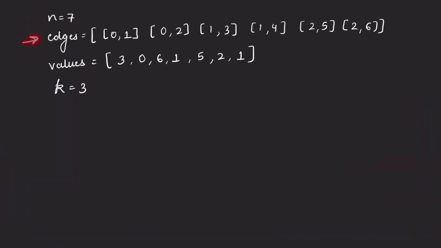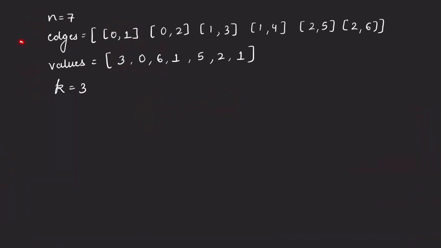Then we are given a 2D array, that is edges, which denotes that in this 0 and 1, there is an edge between node 0 and node 1, which is an undirected edge, right? Then we have a values array, which denotes that at node 0, the value is 3, at node 1, value is 0, at node 2, value is 6, and so on. And then we are given another integer k. Now let's see what we need to do.